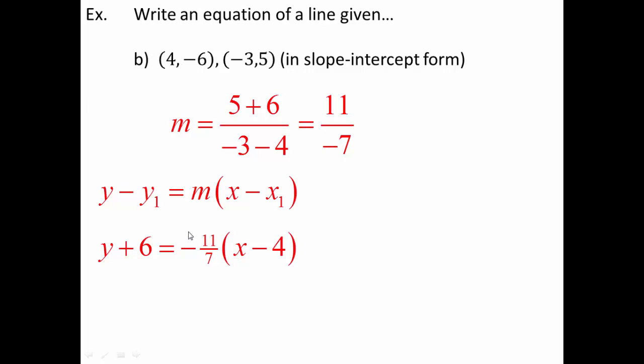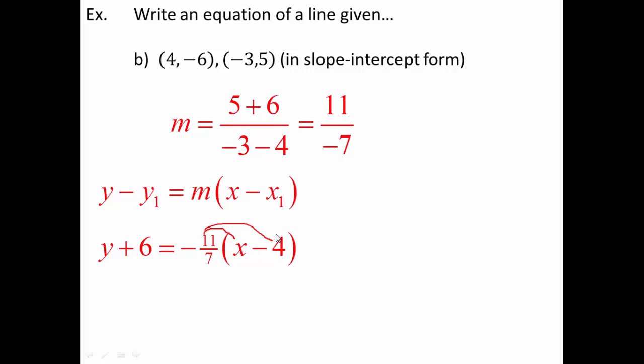Now, this is not my final answer. The direction said slope-intercept form, so I'm just going to take this and simplify. That slope can be distributed. Negative 11 over 7 times x, and negative 11 over 7 times negative 4. So obviously negative 11 over 7 times x is just negative 11 over 7x. Negative 11 over 7 times negative 4, a negative and a negative is a positive.